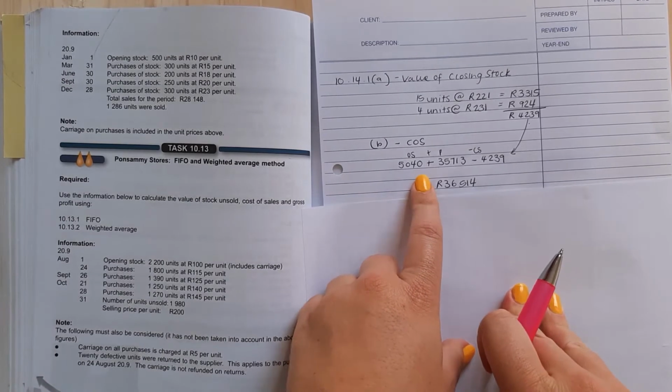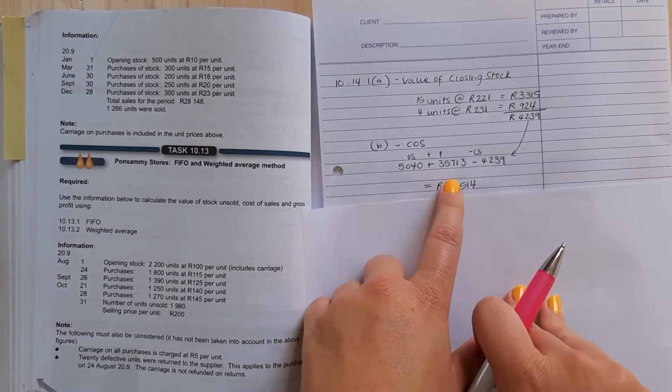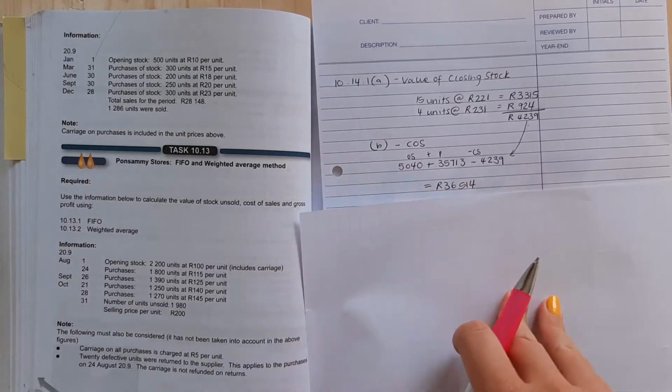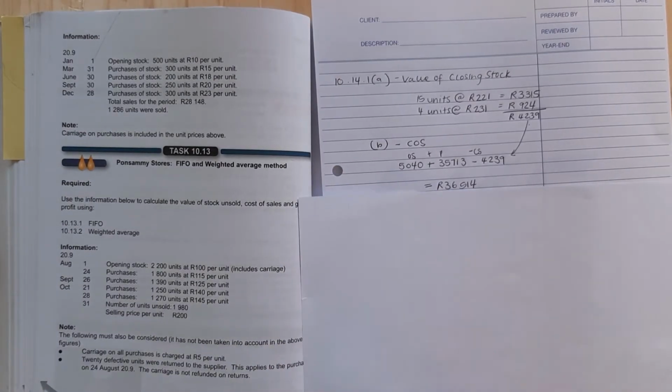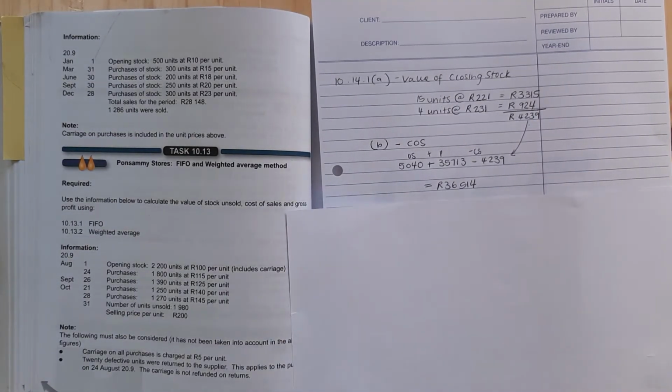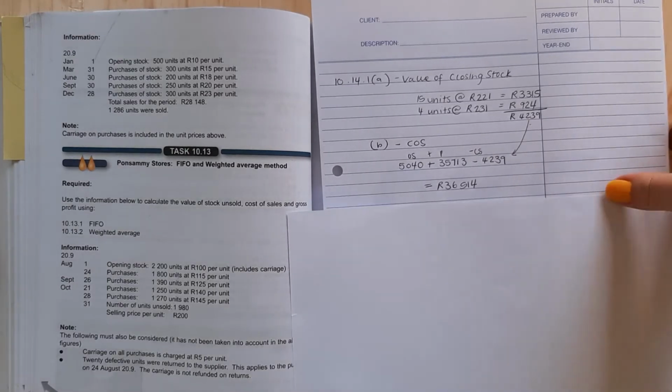So your 5040 was your opening stock, the 35,713 is your purchases for the year, and your closing stock is 4,239, which you previously calculated there. Gives you a total cost of sales of 36,514. Okay.